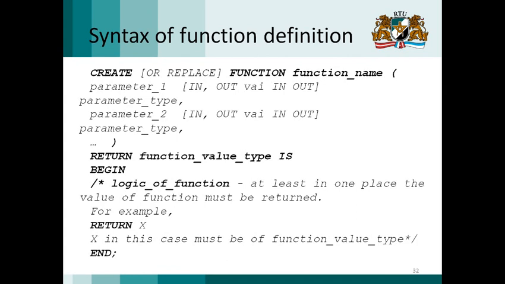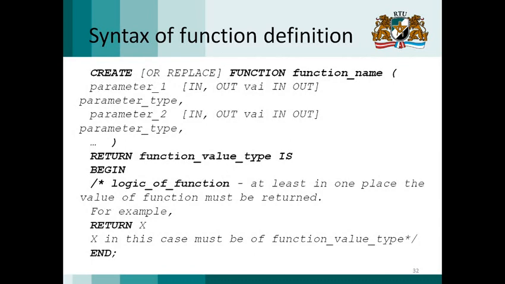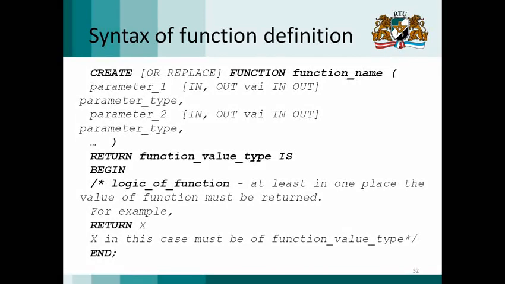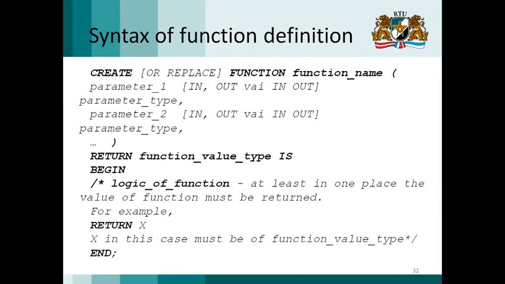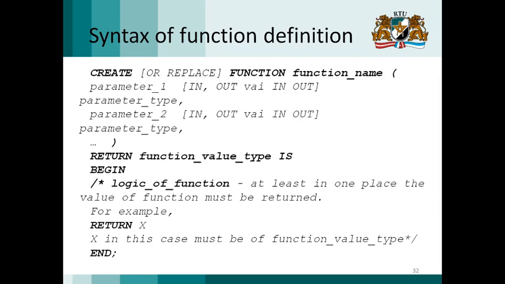Then after the begin keyword, there is the logic of the function. We can do whatever we want in this function, but there is one condition: at least in one place of this body, there must be this keyword return and return some value. And x in this case must be of the function value type. So it must be the same as the function value type.